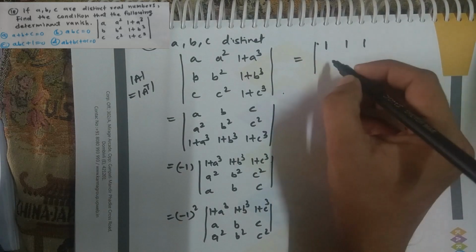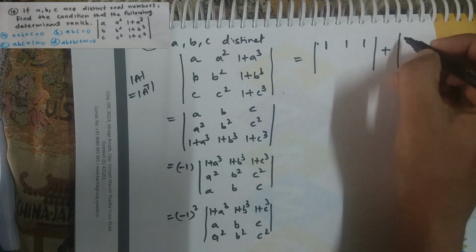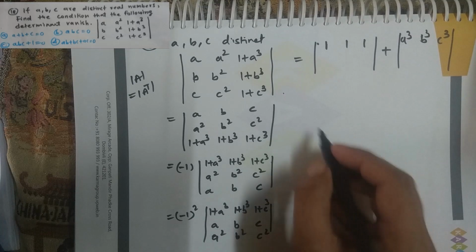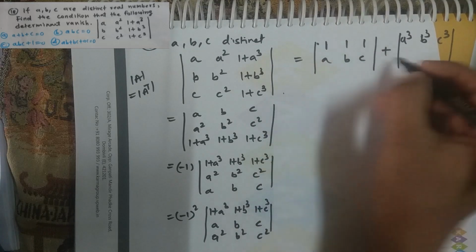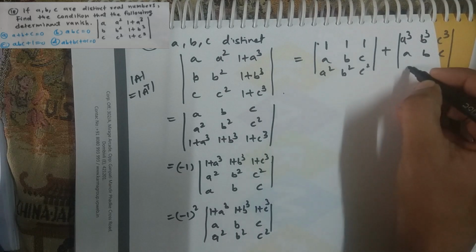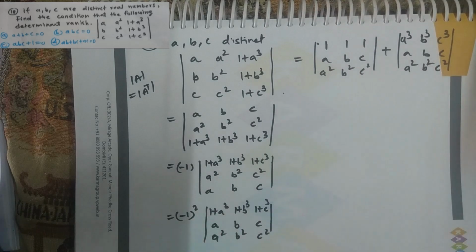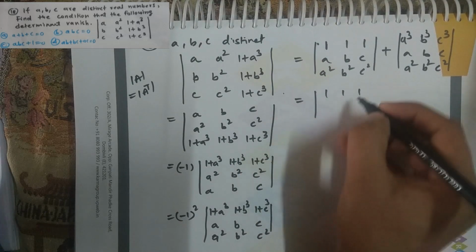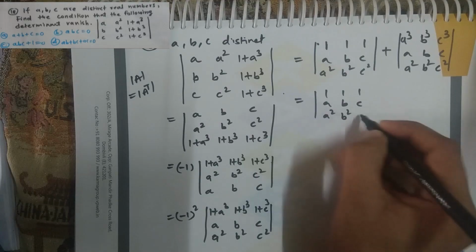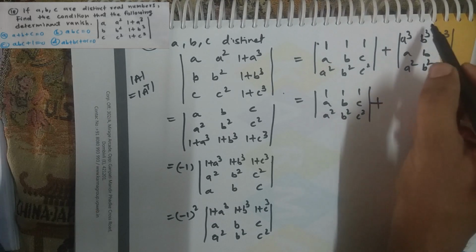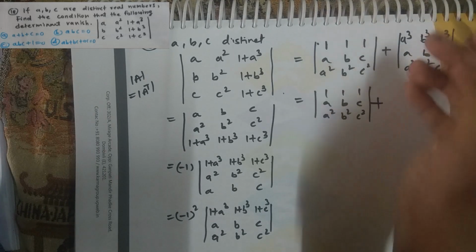1 1 1, a cube, b cube and c cube, and we have abc, a square b square c square, a square b square c square. Now what I'll do, this determinant will be as it is. Now see what I'll do, I will take a, b and c common out from each column.